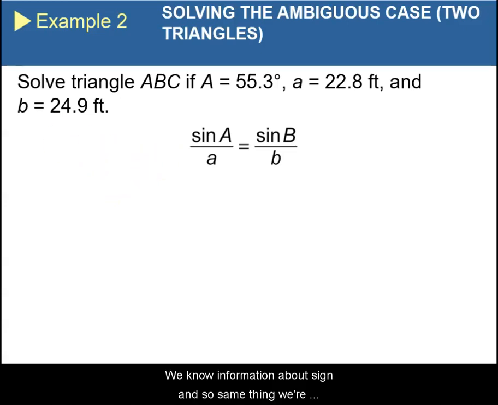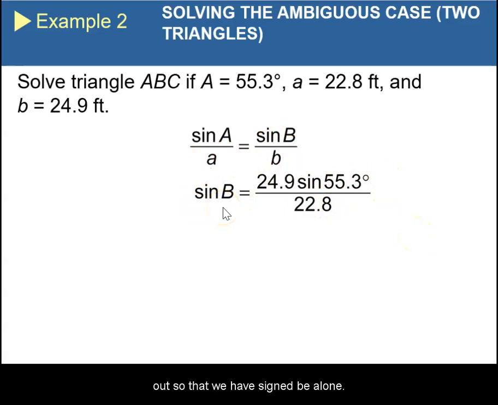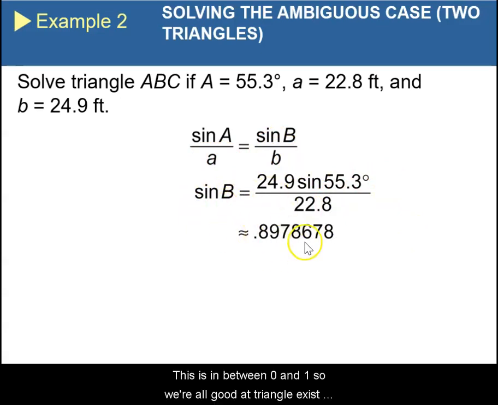We know information about sine A, so same thing, we're going to plug in the things that we can figure out, which is sine of A, we have b, and then we'll try to solve for sine B just to check to see if this is something that we can actually work with, right? So we clear everything out so that we have sine B alone. This is in between 0 and 1, so we're all good. A triangle exists, okay? Now we need to figure out what kind of triangle.